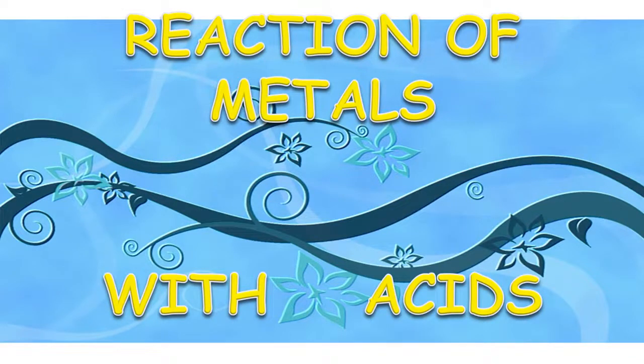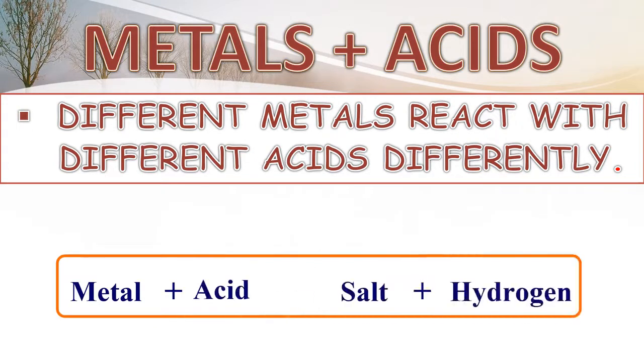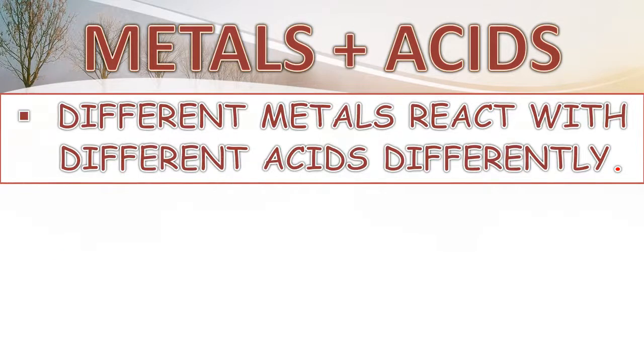Now we will see how metals react with acids. Here we will see different metals react with different acids differently. So if you take the same metal with different acids, the reactions will be different, and if you take the same acids for different metals, the reaction will be different. Basically, it depends on which particular metal is reacting with which particular acid.